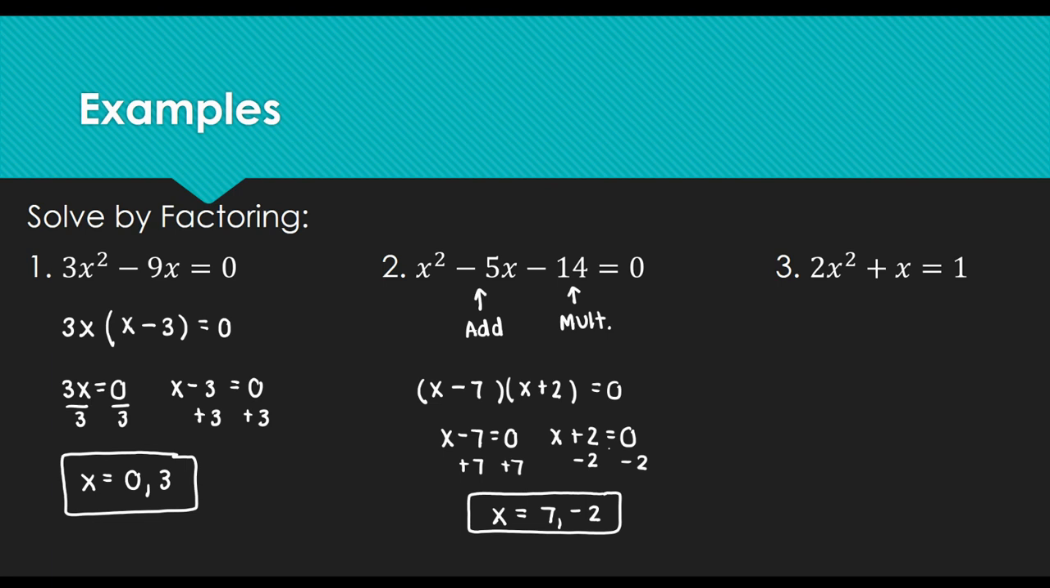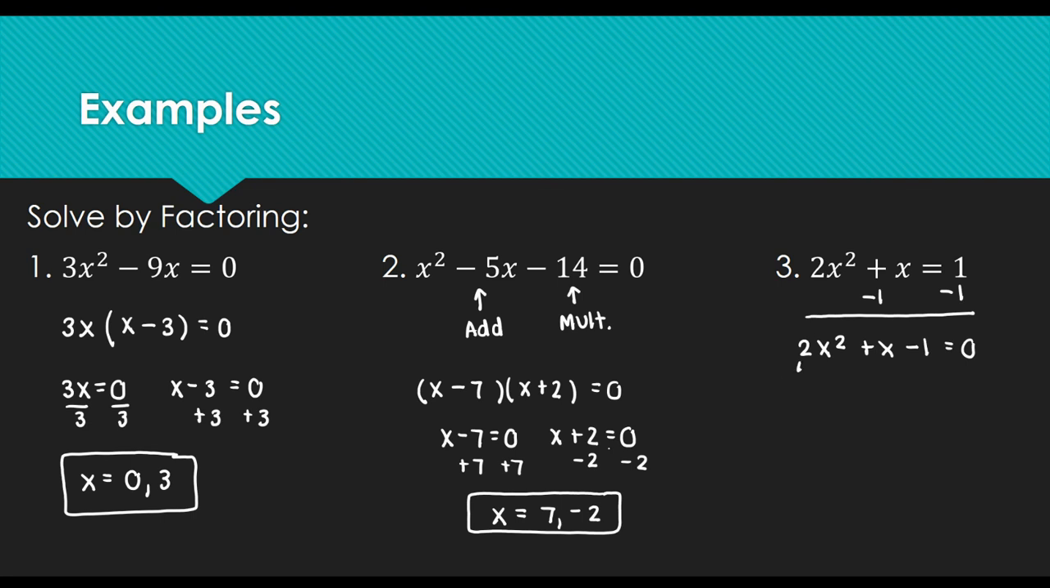In this last example here, notice that it is not in general form. Because the x squared term is on the left and it's positive, I want to keep that where it is. So that tells me I have to move the terms from the right over to the left. So I had to subtract 1. So that gives me 2x squared plus x minus 1 equals 0. Looking for a GCF, I don't see anything in common.